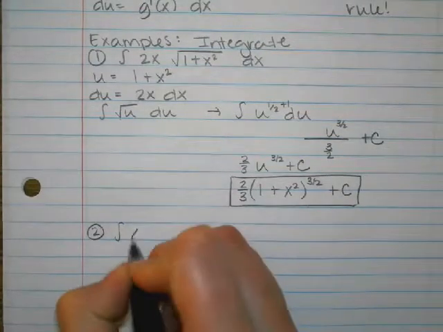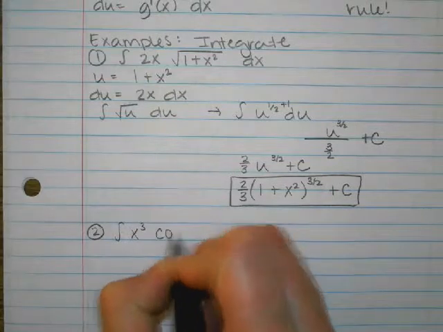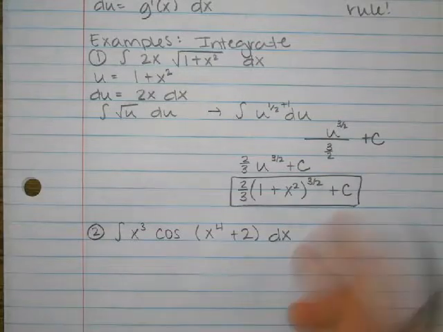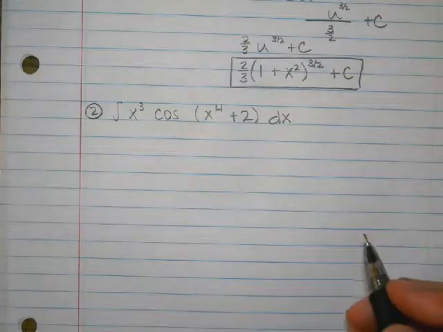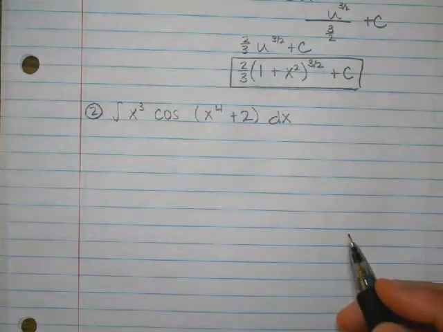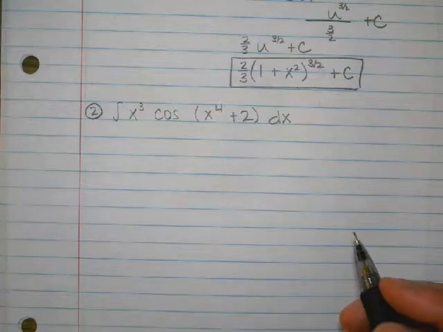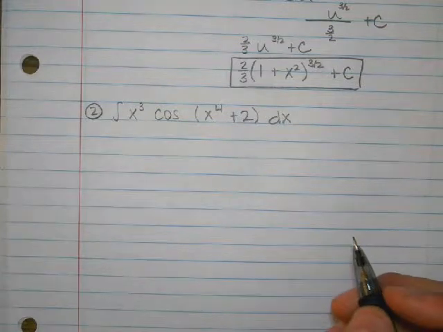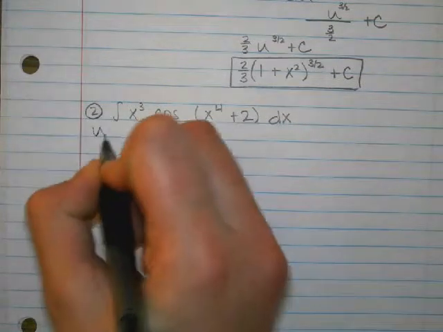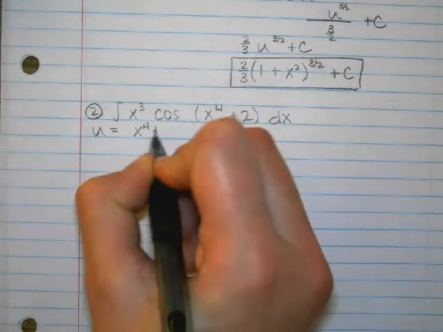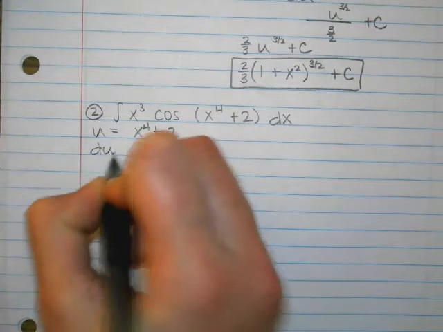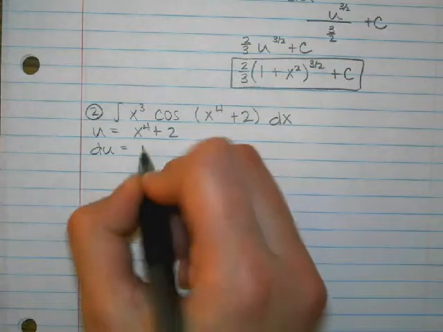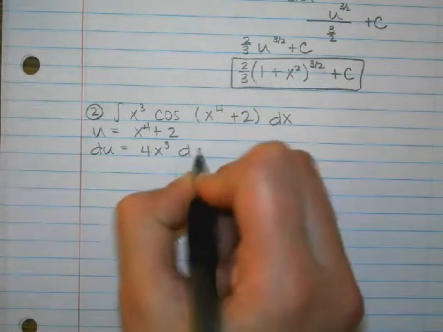Okay. So here's the next one. We're going to do the integral of x to the 3rd cos of x to the 4th plus 2 dx. So can you guys tell what the inside is? Yeah, so u is going to be x to the 4th plus 2. And what is the derivative of x to the 4th plus 2? 4x to the 3rd, and we're going to have the dx in there.